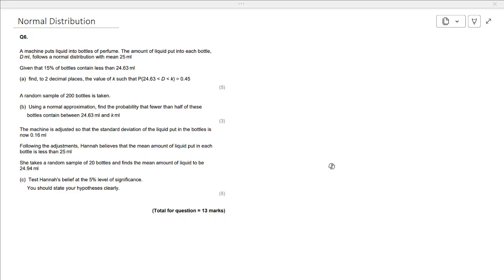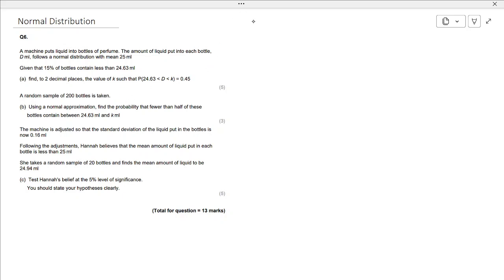Okay, we're going to do this question on normal distribution. I've chosen this question specifically because it covers pretty much everything there is on normal distribution. So we have what to do when mu or sigma is unknown, we have doing calculations, we have doing a normal approximation, and we also have hypothesis testing. So let's start straight away.